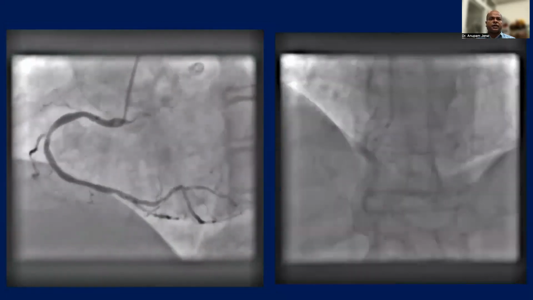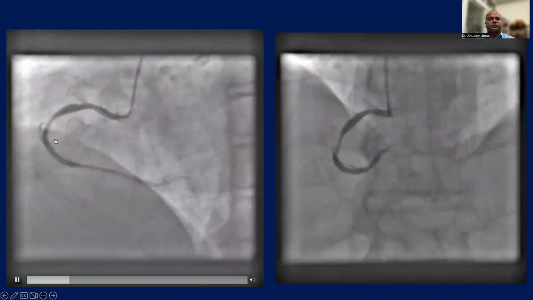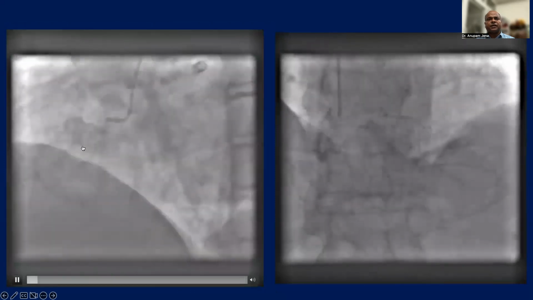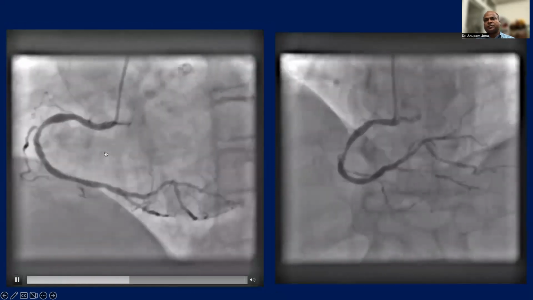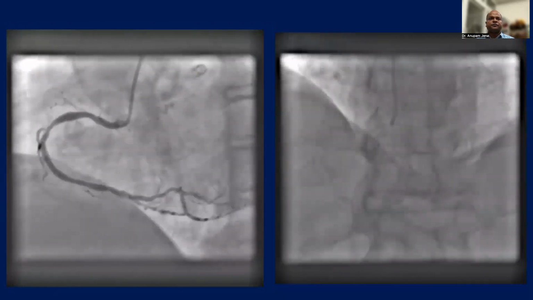And this is the right coronary artery. In the right coronary artery, we see that the mid portion of the RCA is around 70% disease, and the distal part of the RCA is okay. There is presence of some plaques there.